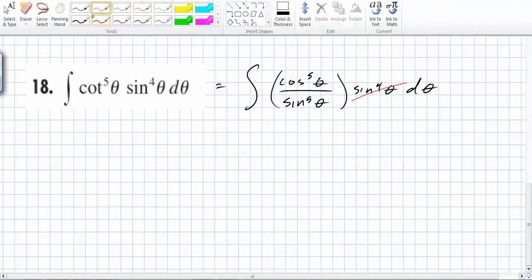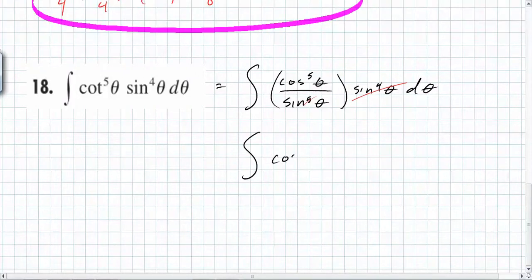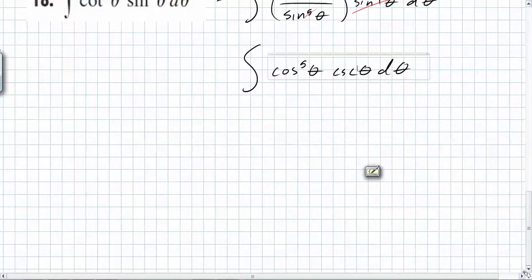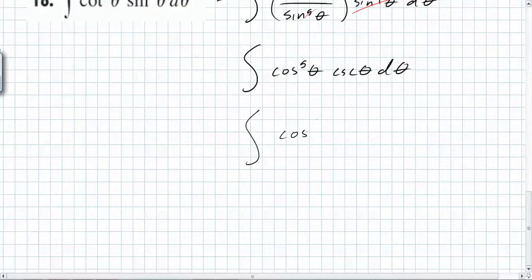So what do we end up with if we do this? It cancels. You end up with, well, cosine to the 5th theta times what? Secant theta d theta. 1 over sine is cosecant. You're absolutely correct. Okay. Yeah, so let's do that. Let's see what happens. So you want to turn it into cosine to the 4th theta times cosine theta times not secant, cosecant. Cosecant theta d theta.